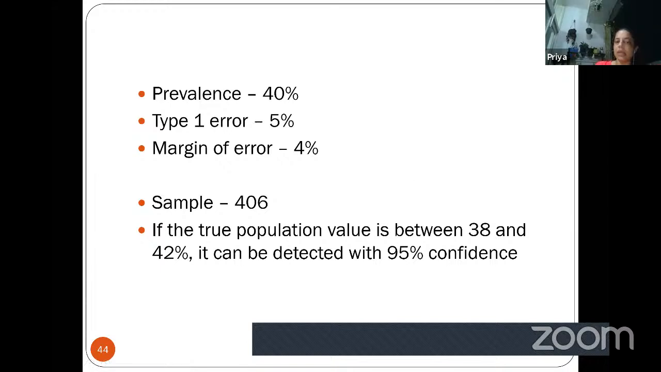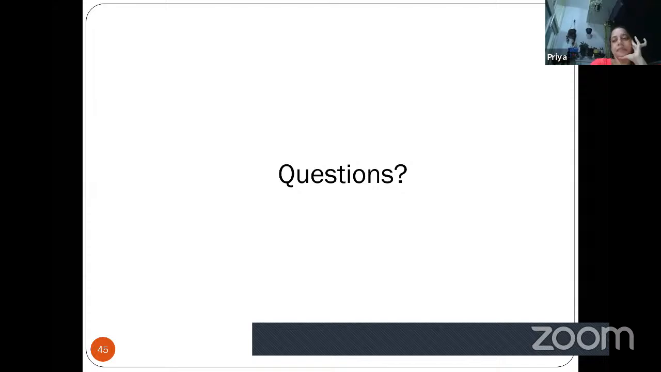Okay. All very complicated, I know. A good statistician should be able to help you with most of this. This is the information that you need to give the statistician. Any questions?